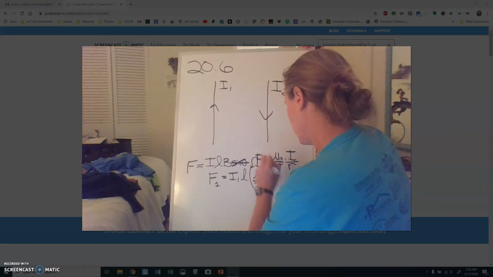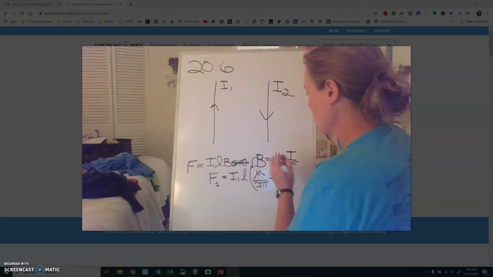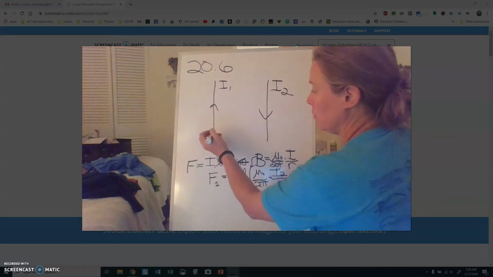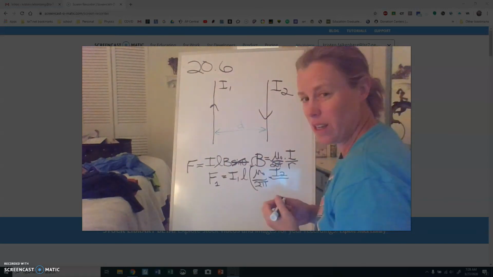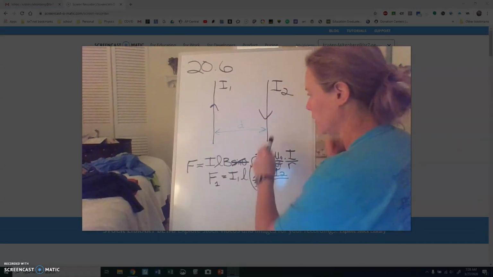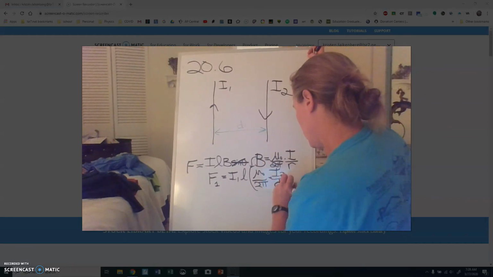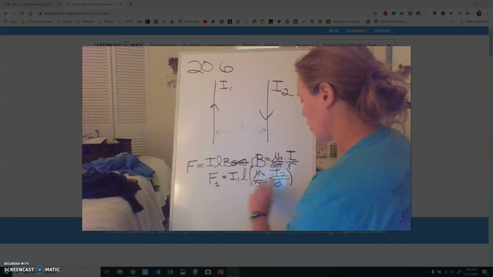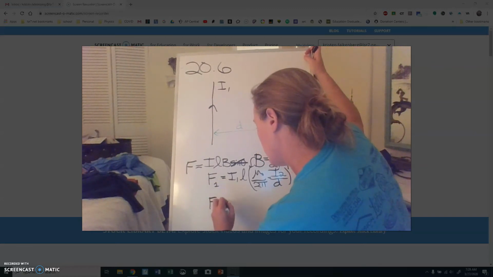Now this field is related to the strength of I2, and instead of R for this equation, the AP equation sheet puts this as D, which, I mean, let's be honest, it's about the same thing. This is a certain distance away. So they'll use D right there, okay? So I could rearrange all this, but I'm going to look at force on 2, right?